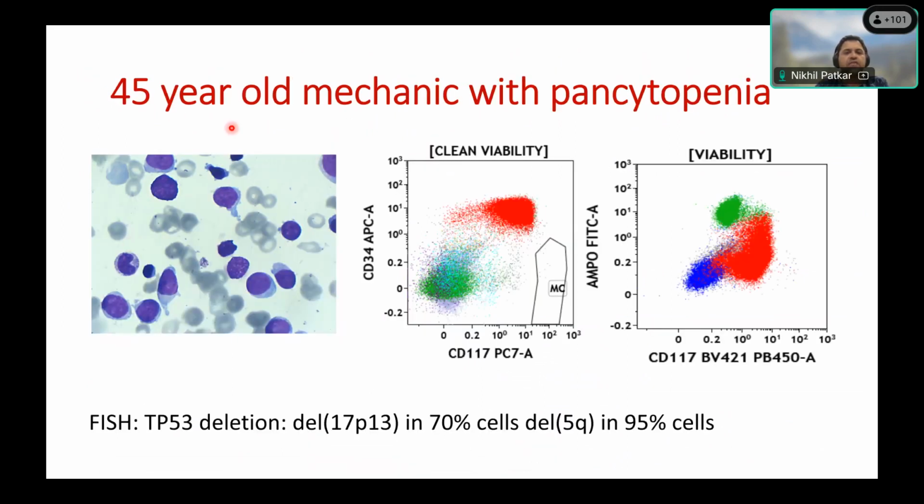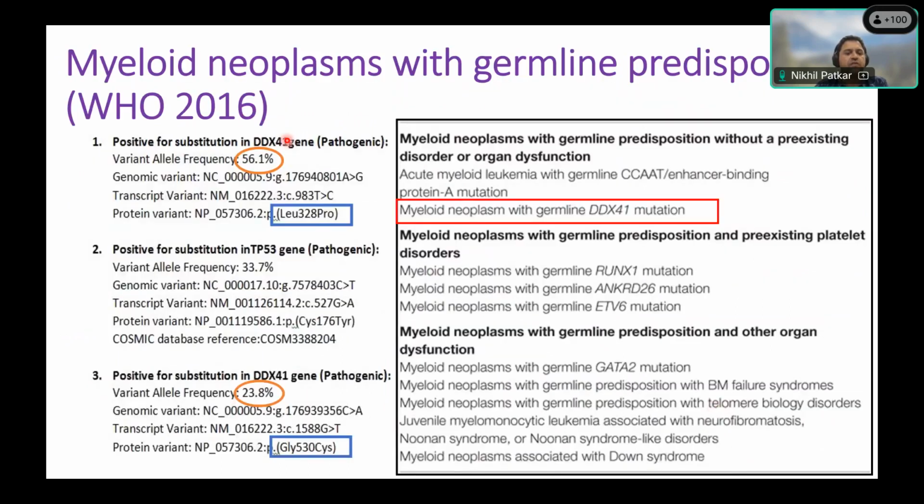So you can see a 45-year-old mechanic with pancytopenia has AML here, and FISH shows a deletion 17p in 70% of cells, deletion 5q in 95% of cells. But this patient has multiple DDX41 mutations. One is a DDX41 mutation at high VAF and another mutation at low VAF, as well as a TP53 mutation. So this is now recognized as a new independent WHO entity, which is myeloid neoplasm with germline DDX41 mutations.